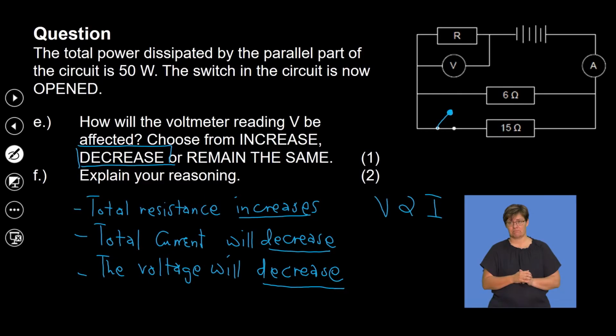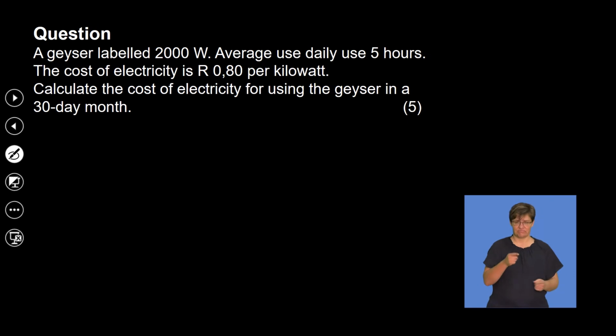Okay, right. And then this other question says a geyser labeled 2,000 watts, on average, is used daily for 5 hours. The cost of electricity is 80 cents per kilowatt hour. Calculate the cost of electricity for using the geyser in a 30-day month period.